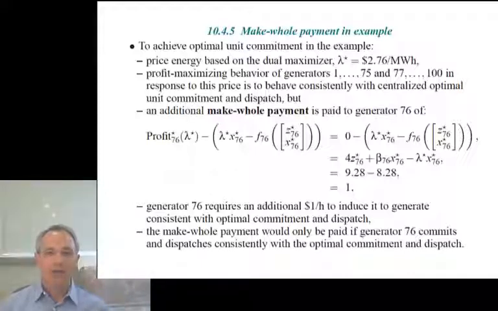However, we need to pay a make-whole payment to generator 76. It needs to be equal to the profit, that should be profit double star 76 of lambda star, minus the profit in the case of being consistent with commitment and dispatch, which is equal to 1 unit. So generator 76 requires an additional $1 an hour to induce it to generate consistent with optimal commitment and dispatch.